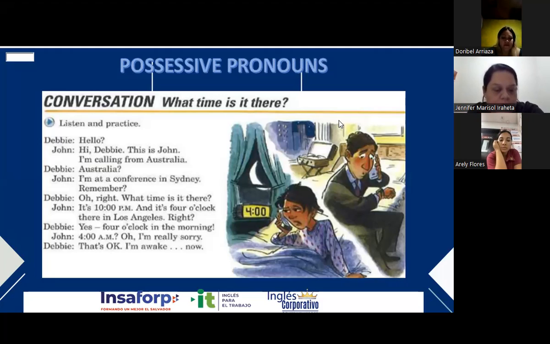So look at this conversation. They are trying to have a conversation, but the problem is that the time is not the same. Unos están de noche, otros están de día. Entonces como que the schedule is a little bit challenging. Entonces lo que vamos a hacer ahora es que vamos a tener unos minutitos para practicar esta conversación with a partner. You will work with someone and you will socialize these questions about what time is it.